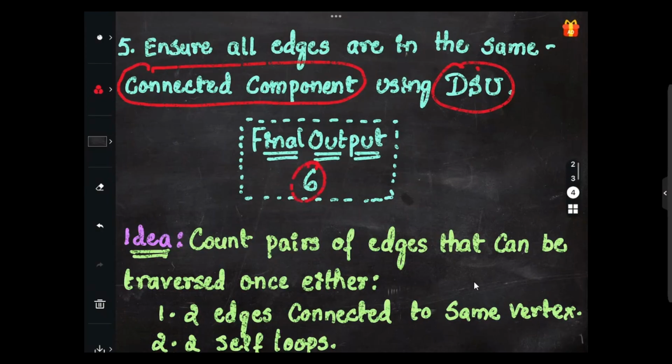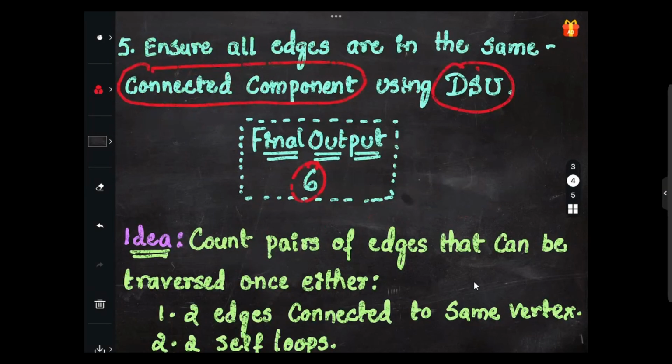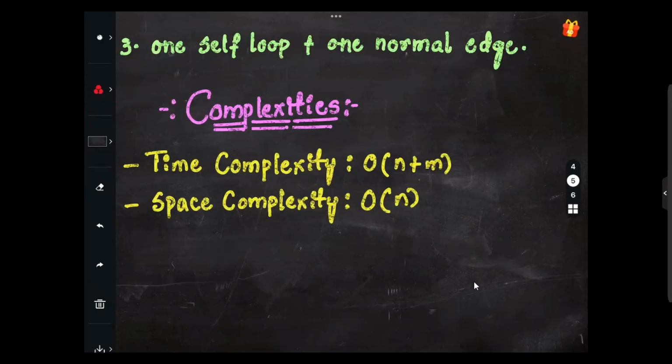6 is equivalent to the output that they have mentioned for example 1 within the question. So our approach works absolutely correct. So what is the idea here? We will count the pairs of edges that can be traversed once: either two edges connected to the same vertex, or two self loops, or one self loop plus one normal edge. We have already discussed this. So now we have a complete idea and are completely familiar with the approach.